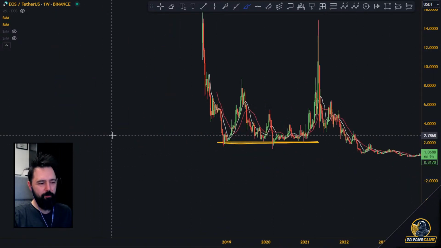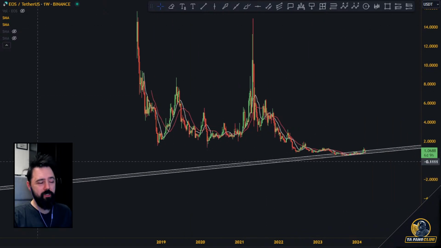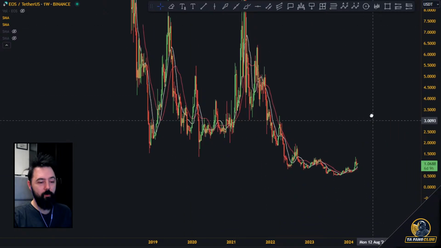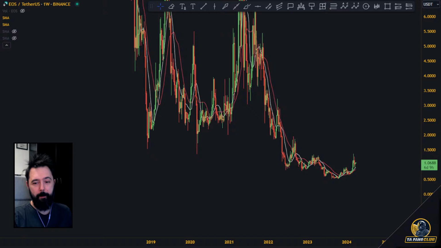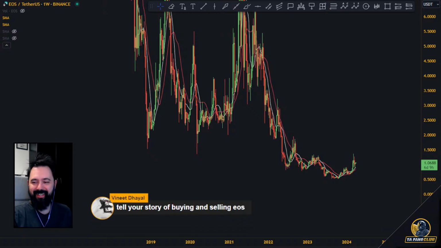I mean, this coin is so bad. Just because it's Bitcoin doesn't mean it's not gonna pump. That's not what I'm saying. What I'm saying is the chart looks bad. Tell your story about it. No, we're not going there, man.